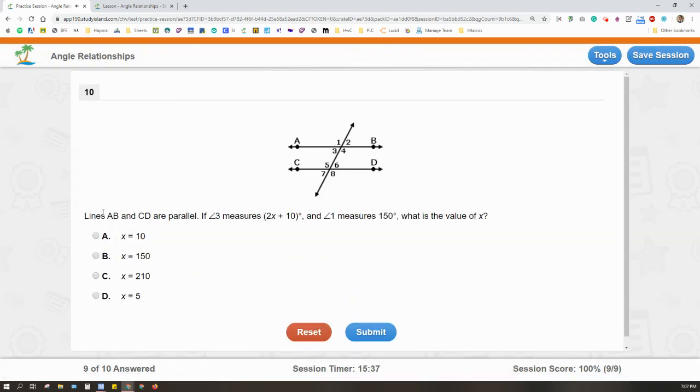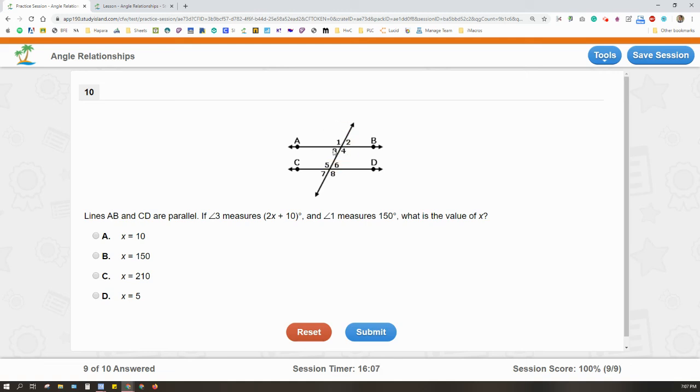One more to go. Lines AB and CD are parallel. If angle 3 measures 2x plus 10 degrees and angle 1 measures 150 degrees, what is the value of x? Well, where's angle 3? Right here. Where's angle 1? Right there. You don't need line CD for this. Again, you have two angles that make up a straight angle, a straight line. So they're supplementary.